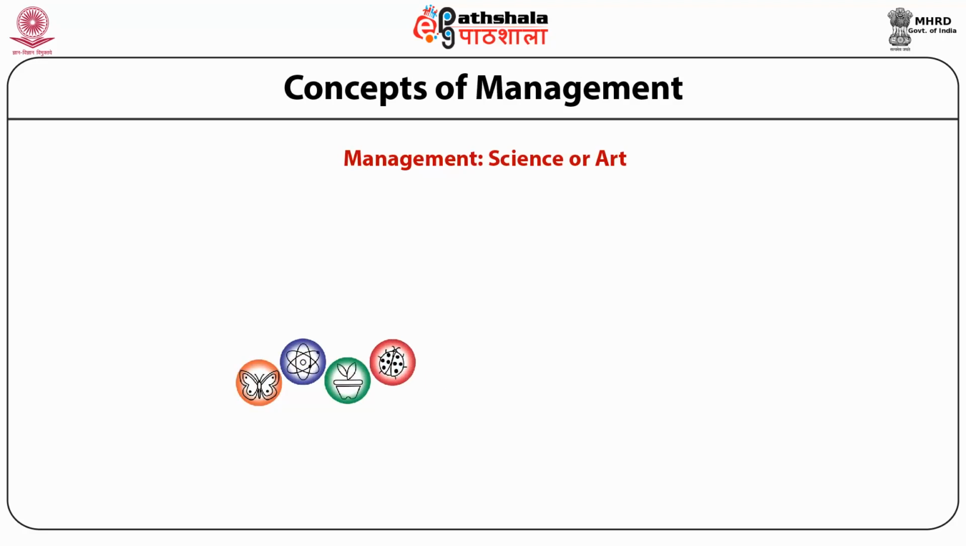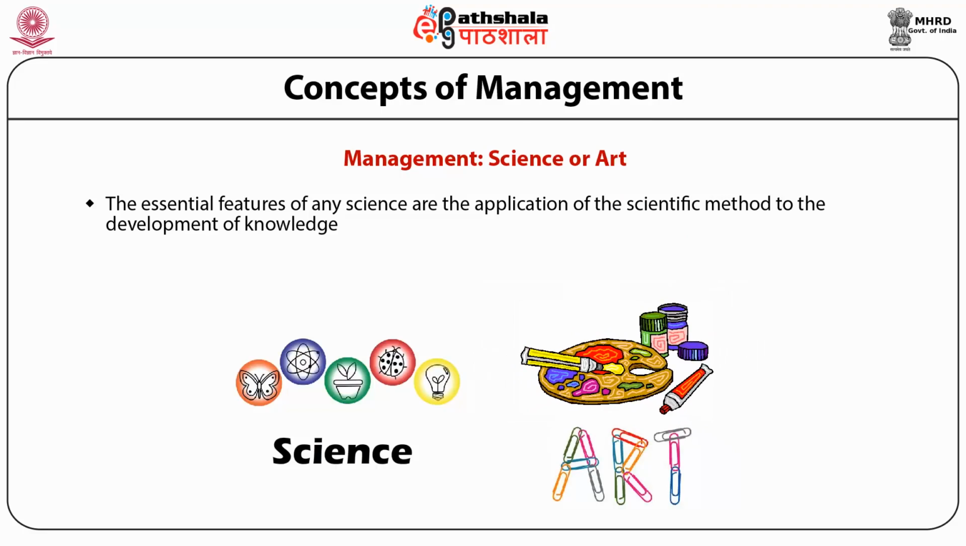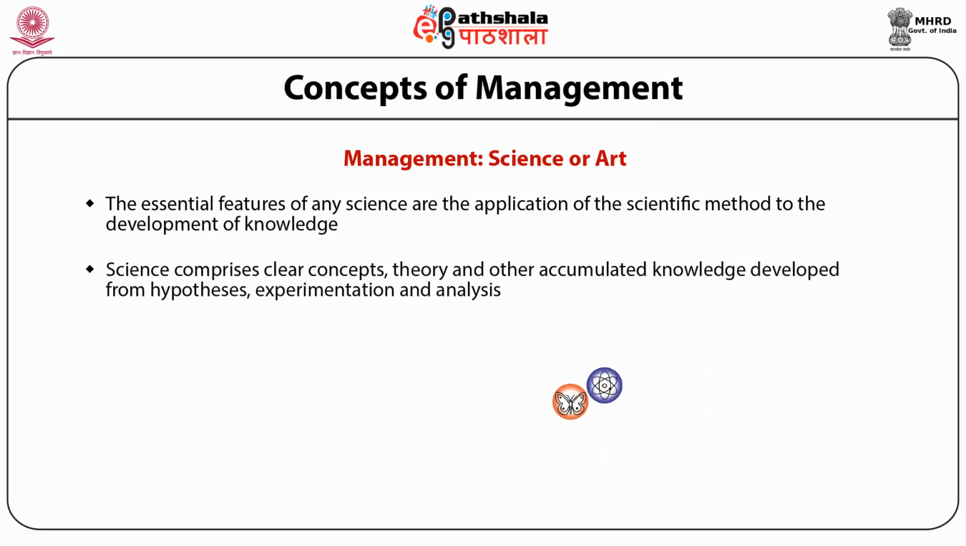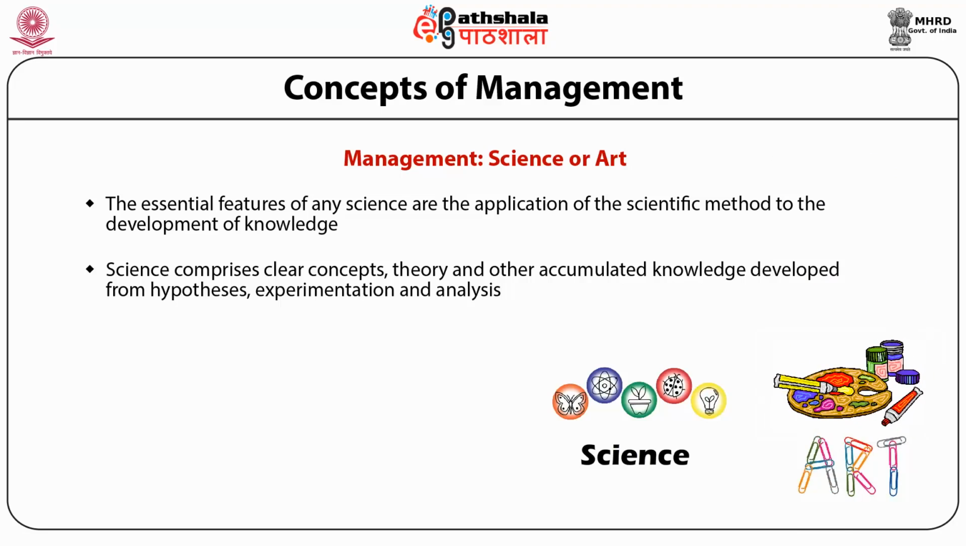Management, science or art. According to Koontz, science is organized knowledge. The essential features of any science are the application of the scientific method to the development of knowledge. Thus, a science comprises clear concepts, theory, and other accumulated knowledge developed from hypothesis, experimentation, and analysis. Management has clear concepts. It has principles of scientific management. It makes use of scientific methods in evolving principles.